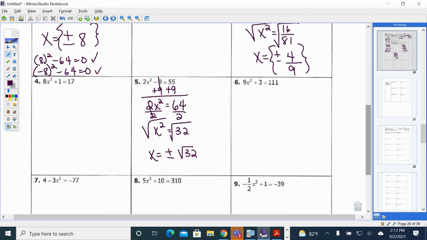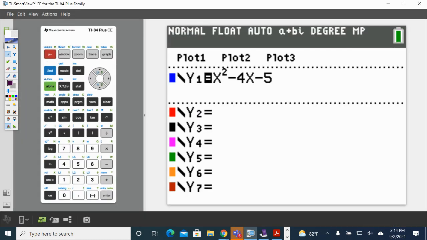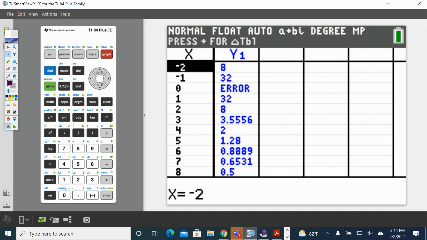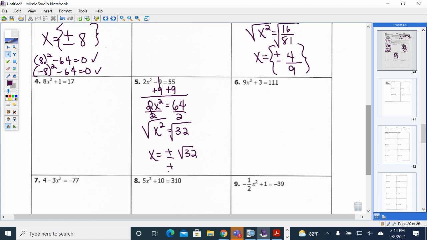Going back to the very first lesson of chapter 4, I showed you how to do that in the calculator. So you're going to go to y equals, put the 32 divided by x squared, go to your table, and it looks like we have 4 times the square root of 2. So it'll be a positive and a negative 4 times the square root of 2, and that's my answer for number 5.